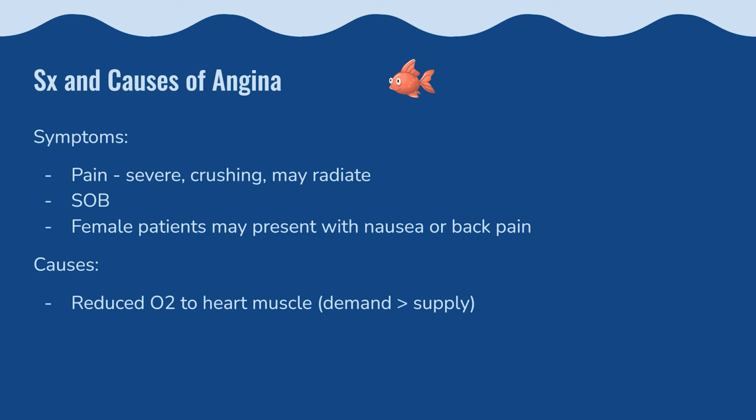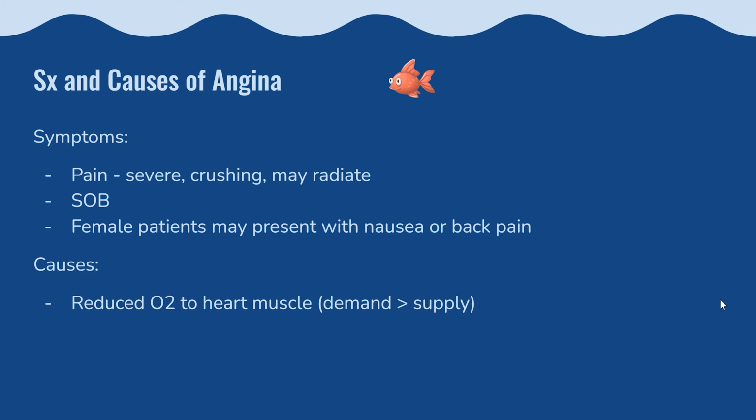So angina symptoms can often be described as pain, different types of pain, but often severe crushing, potentially radiating, shortness of breath, and female patients may present with nausea or back pain. So angina has pretty similar symptoms on presentation to that of an AMI, which is why it's very important to always have AMI considered as a differential, even if you're sure that it's angina.